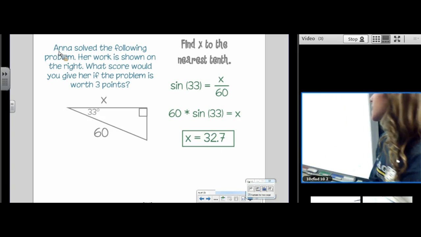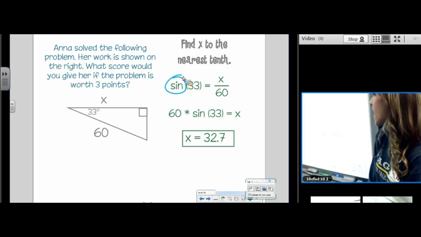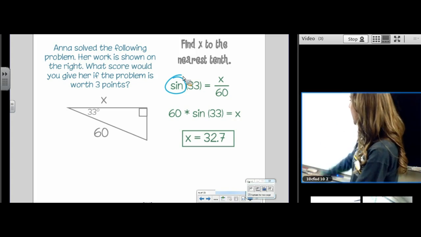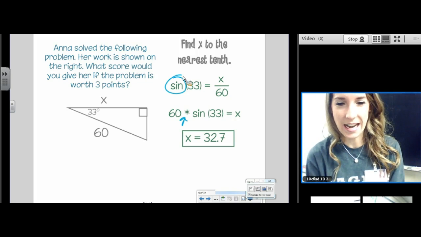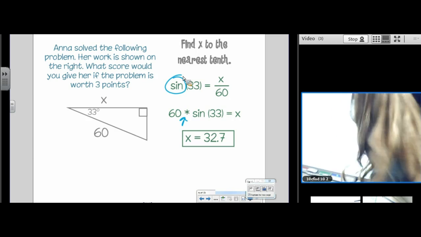She messed up at the very beginning. She chose the wrong trig function. So sure, she set everything up right. She multiplied when she was supposed to multiply and everything, except she chose the wrong trig function. She didn't even set up the equation right. So maybe 0 points, maybe 1 point. Let's look at the next student.